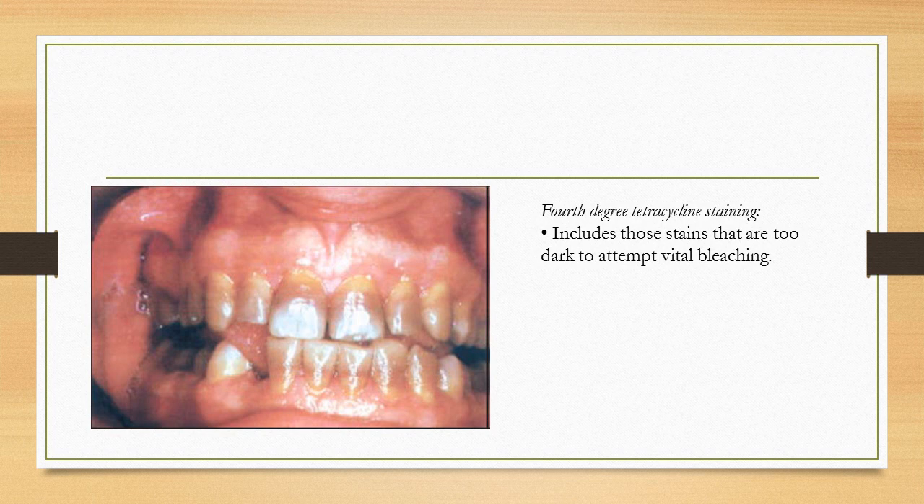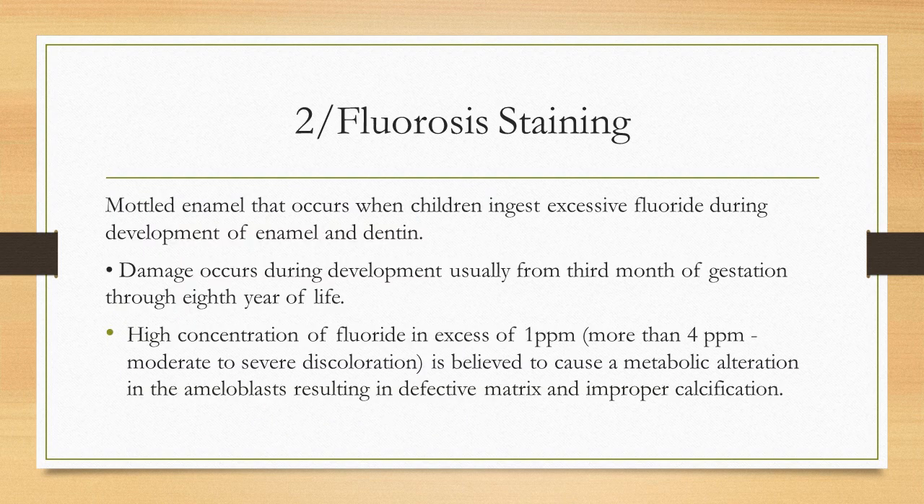The fourth degree includes stains that are too dark to attempt vital bleaching. Definitely we have 2 techniques for bleaching, for a vital tooth and for a non-vital tooth. So this type does not respond to bleaching.